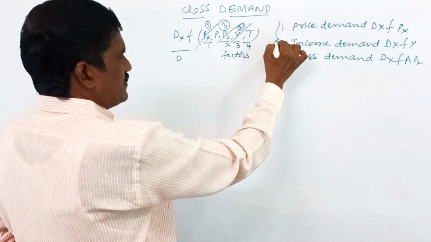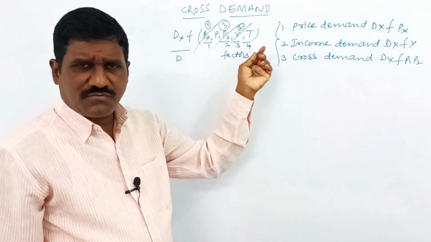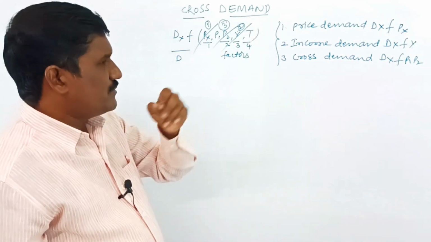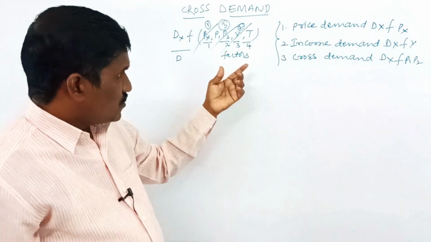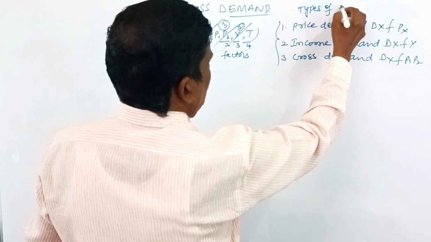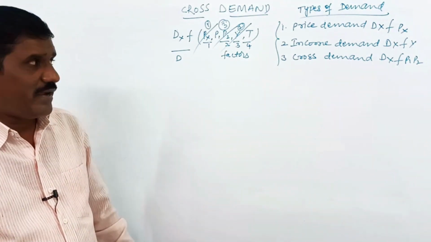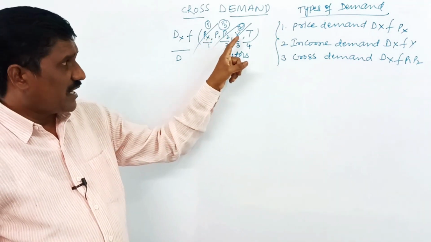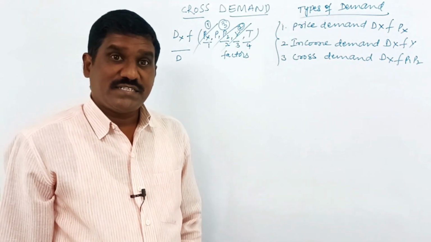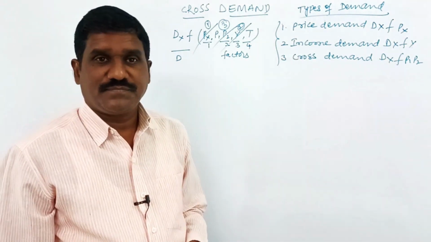These three are the types of demand. T is a minor thing, so there is no discussion of T. The demand analysis depends only on 1, 2, 3. So these three are called types of demand. How many types of demand? First, price demand. Second, income demand. Third, cross demand. But there is a difference between cross demand and income and price demand.